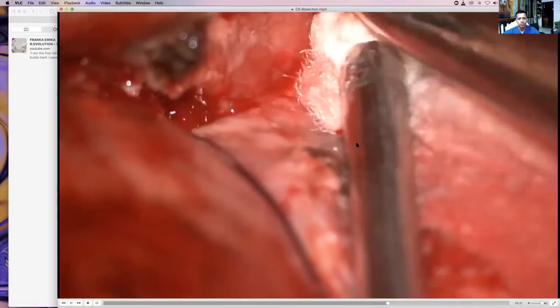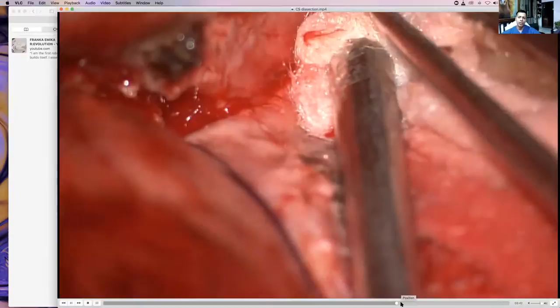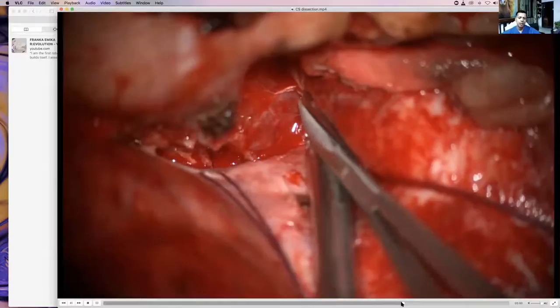It's a live case. It's not some cadaver case. People tell me, oh, if you dissect cavernous sinus, you will have bleeding. No bleeding. You can see. So the true cavernous membrane is being dissected.